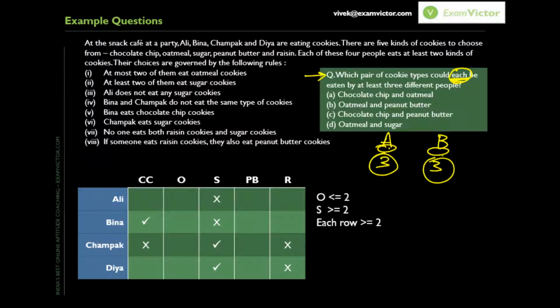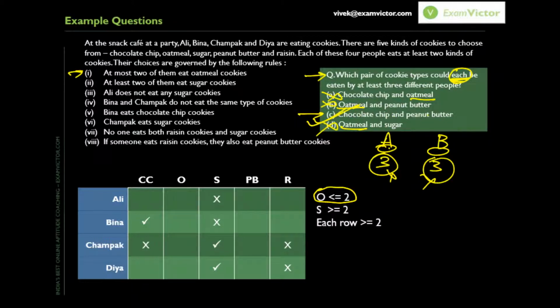Once you understand this, it's actually very easy. The question is very easy. If you notice, 3 of the choices have oatmeal in them. Oatmeal can be eaten at most by 2 people. That is given to us, right? At most 2 of them eat oatmeal cookies. So immediately the 3 condition gets violated. If oatmeal is one of these types of cookies, immediately the condition is violated. So A is not an option, B is not an option, D is not an option. You are left only with C as the right answer.